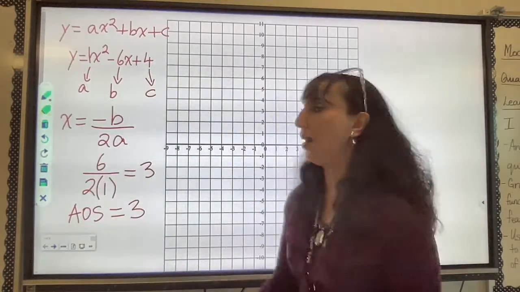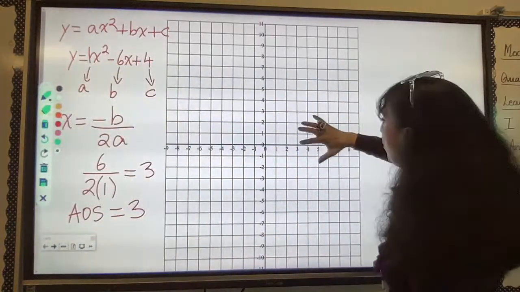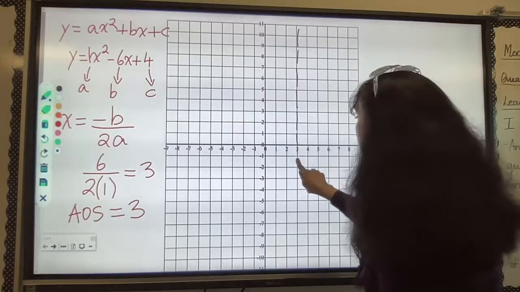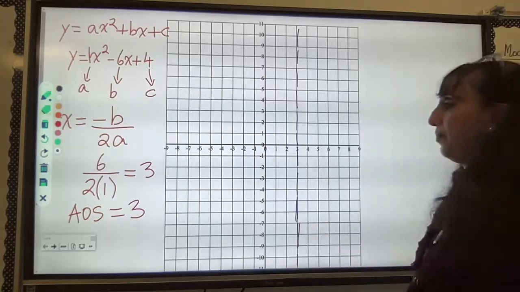So I'm going to go to my graph, and I'm going to go to 3, and I am going to put a line up there. So I'm just graphing it. Okay, there we go. Sorry, it's not the straightest. There we go. All right.